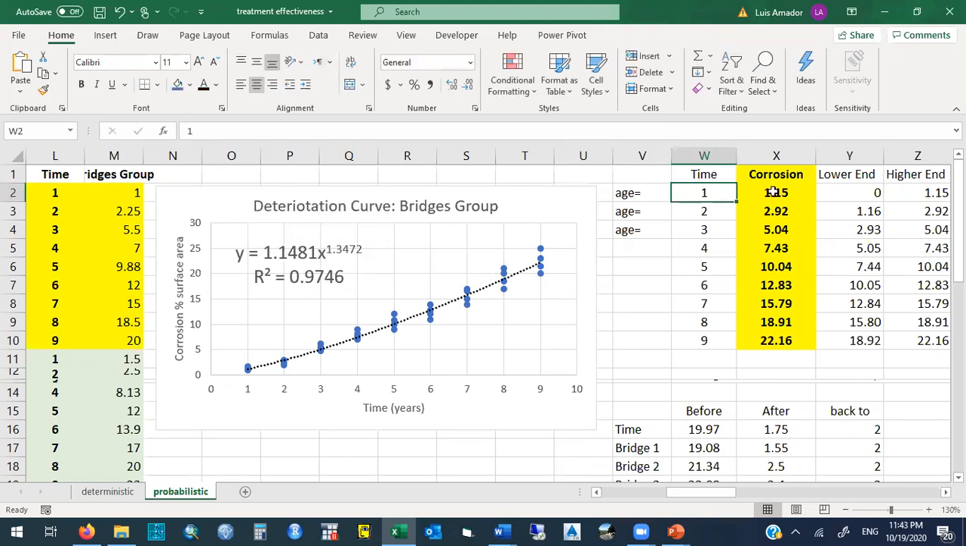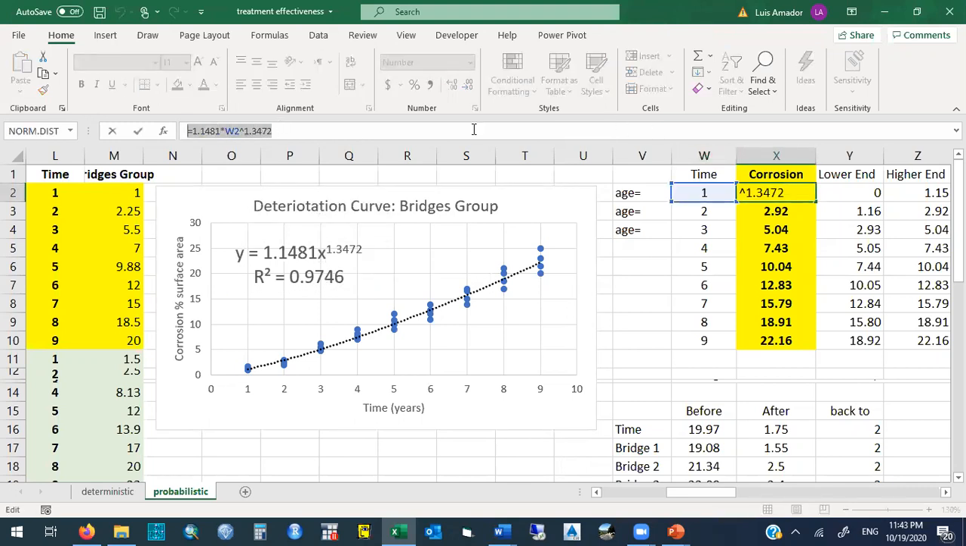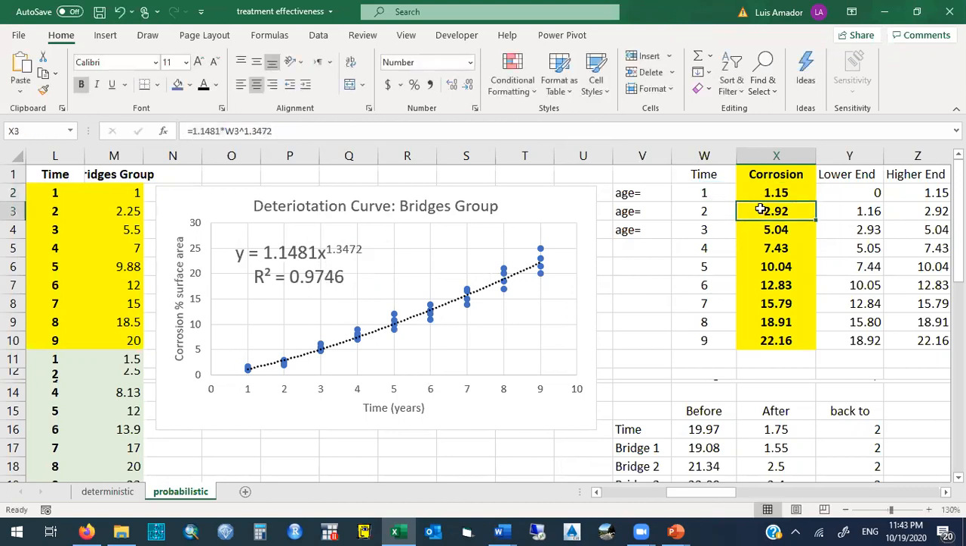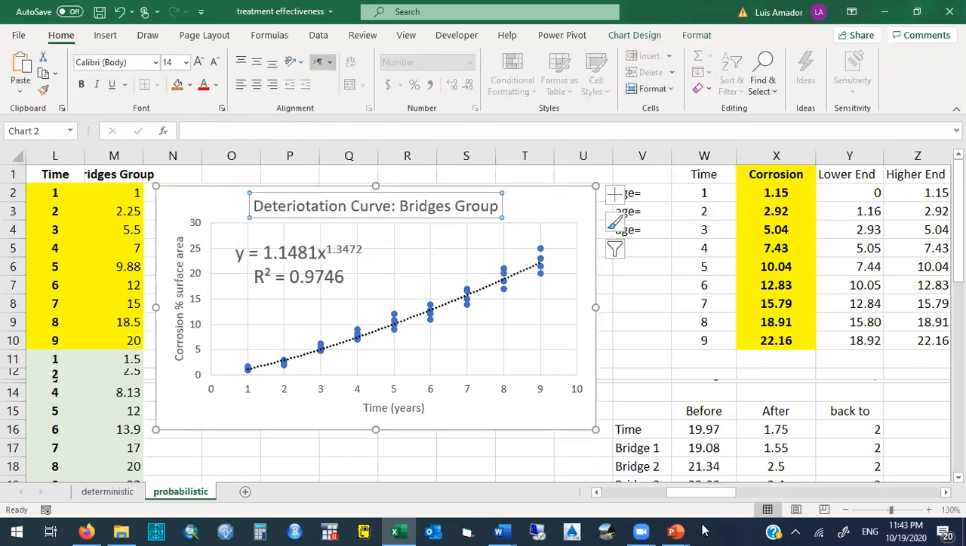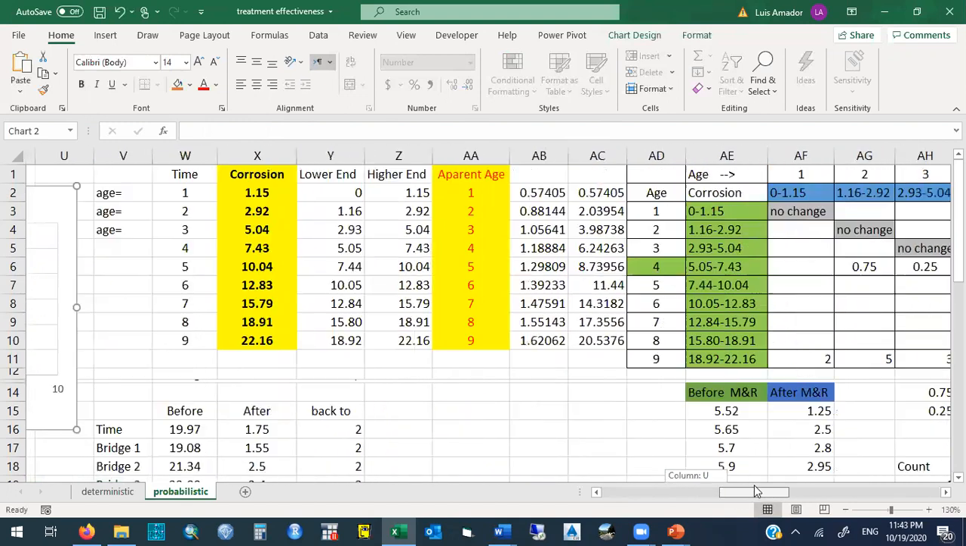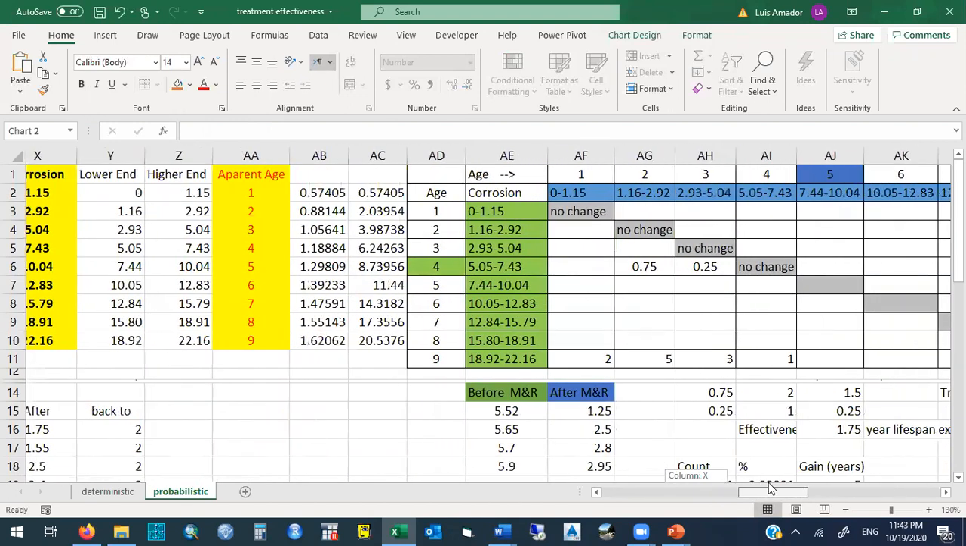That's why I have here a 1. And if you go here, you see I'm using the same equation to see what is the amount of damage for 1 year. The same for the 2. I'm using the same equation to see how much is for 2 years. So the deterioration curve is used to calibrate the treatment effectiveness mechanism.